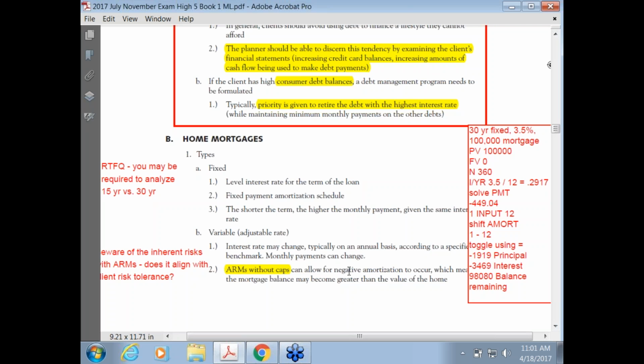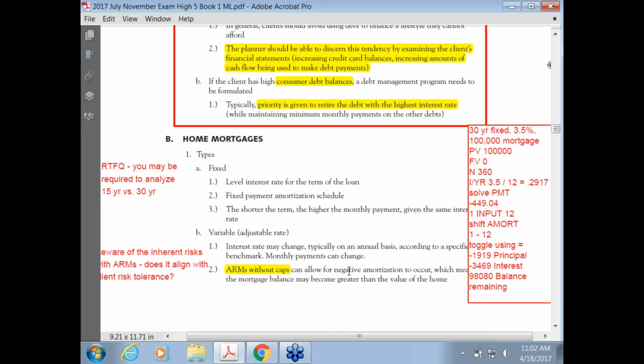and then without clearing, if you wanted to see the first 12 months of how much interest was paid, how much principal was paid, and what the remaining balance is, without clearing the 449, I could run 1, input 12, shift, amortization. And on the screen it would show 1-12, and then I could use the equal sign and toggle through these three pieces. In the first 12 months, the clients paid $1,900 off of the principal. They've paid about $3,500 in interest and still have a balance remaining of roughly $98,000.